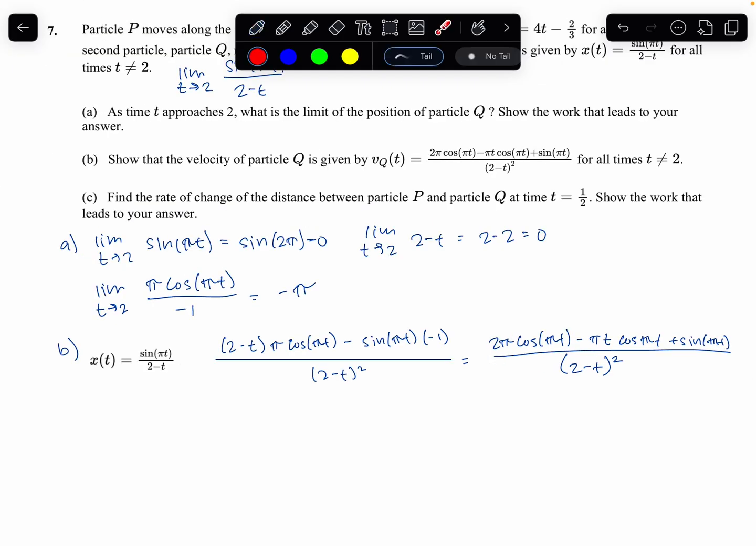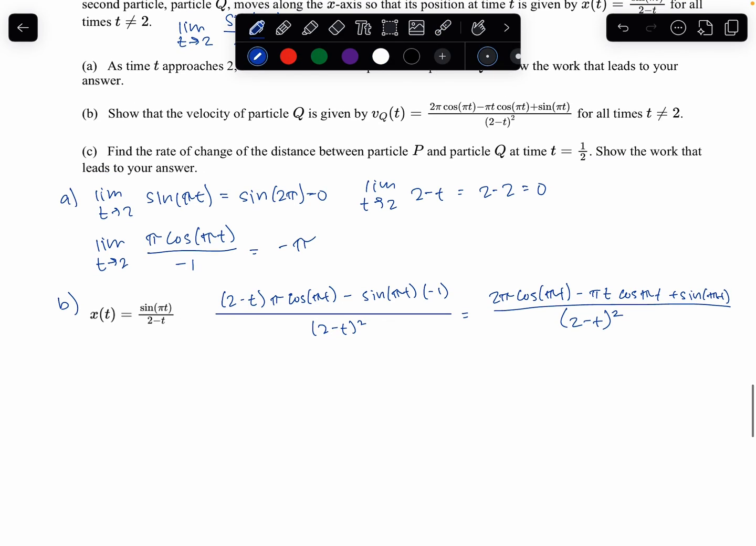Perfect. Okay. All right, so now part C, this is a related rate problem. So find the rate of change of the distance between the particles P and Q at t equals 1/2. Show the work that leads to your answer.